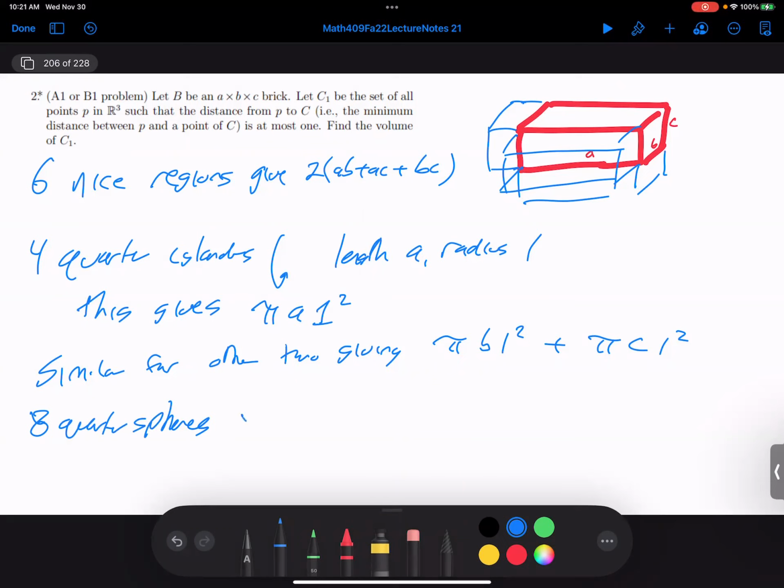So that yields 1 sphere. And what's the only thing that the radius could possibly be? 1. And so what is the volume of a sphere? 4/3 pi 1 squared. So I think that's all we need to do for this problem.